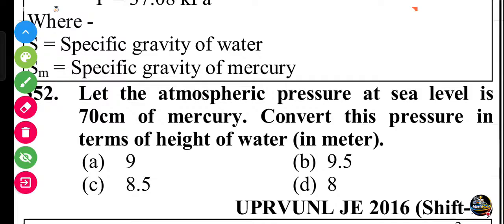Next question. The atmospheric pressure at sea level is 76 centimeter of mercury. Here the mercury height is given as 70 centimeter of mercury. Convert this pressure in terms of the water column. First convert it into meter: 0.7 meter.